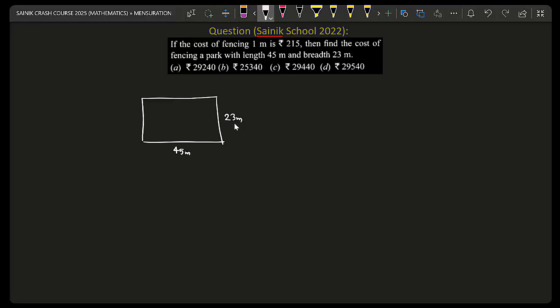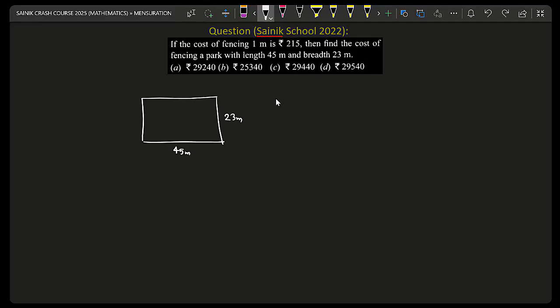Fencing should be done. Where is fencing done? Only for this length and breadth. Sir, perimeter. First, you should find the perimeter. No, fencing is done at the perimeter. So, what is the perimeter of this rectangle?